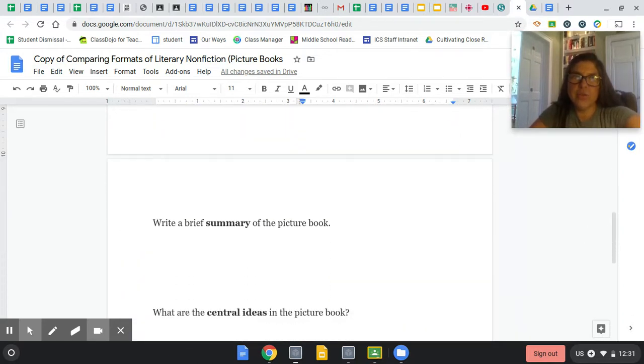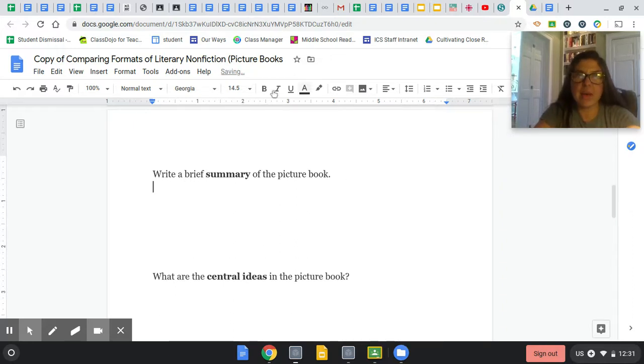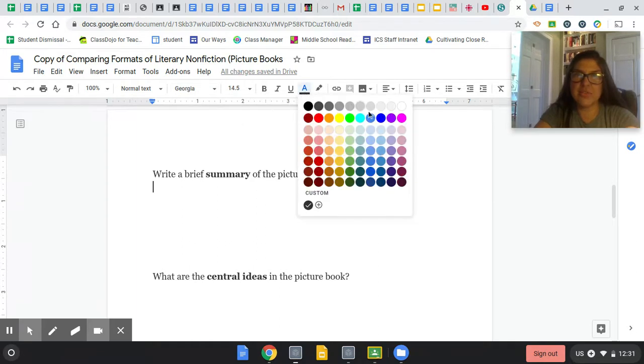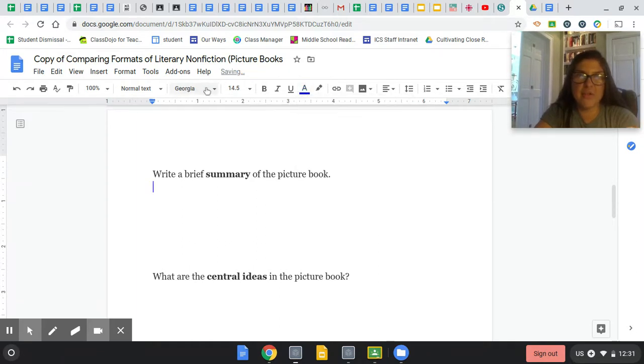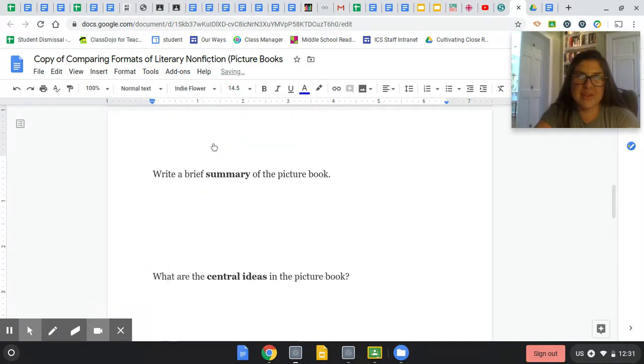There's a few questions you'll answer down here. Write a brief summary of the picture book. So a brief summary, clear, concise. If I were to write a brief summary about Enough, I always like to put it in a different color so I can see that it's different from the questions. And I like to use this Indie Flower font because it makes it seem like handwriting.